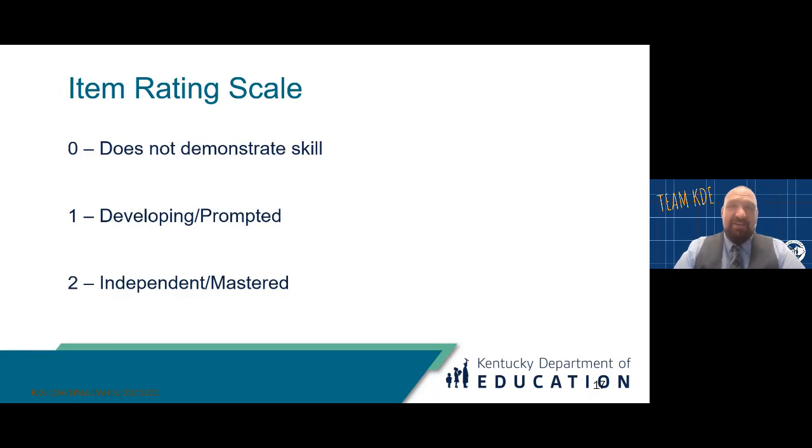Let's discuss the item rating scale. The item rating scale for the TAR is a simple 3-point scale. A 0 is used when the student demonstrates no skill towards understanding the standard. A 1 is used when a student is moving towards understanding a standard but needs to be prompted in order to do so. And a 2 is used when a student fully understands the standard and can independently address it without the need of prompting whatsoever.